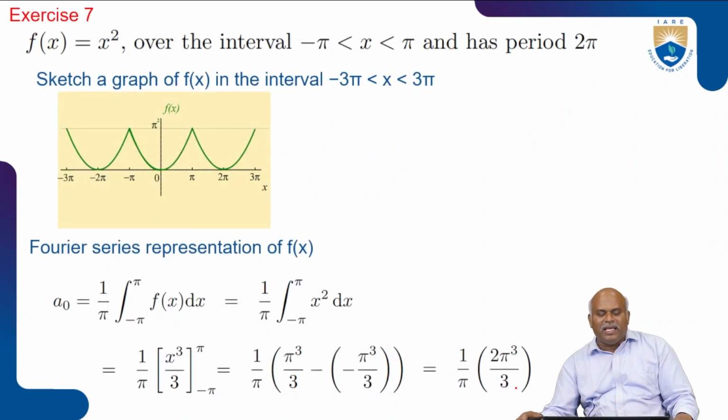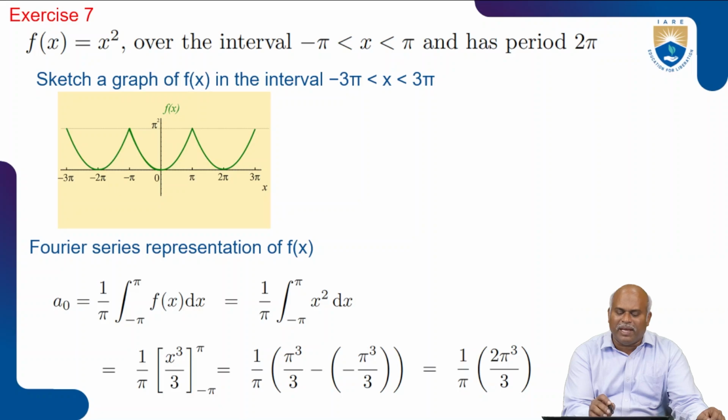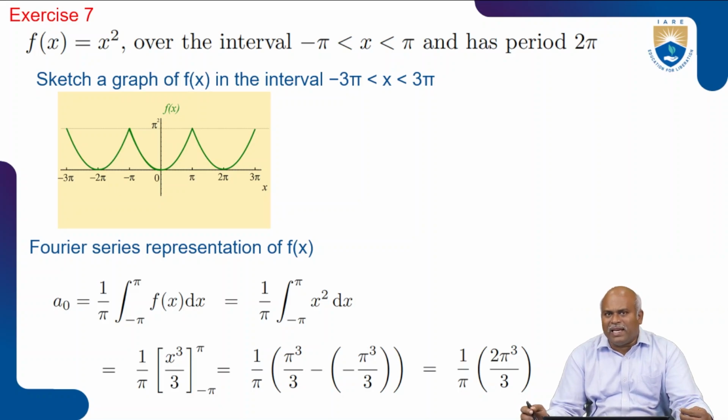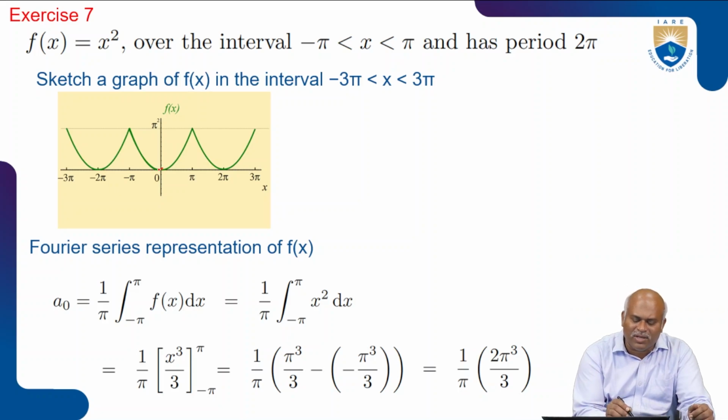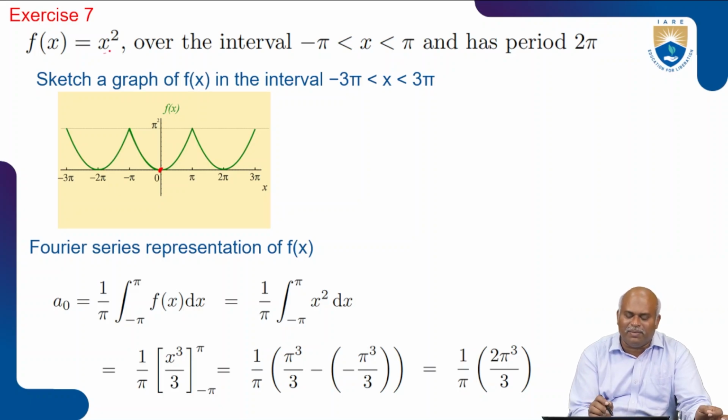Next condition: I take f of x equal to x square over the interval minus pi less than x less than pi, and the period is represented as 2 pi. We need to draw the graphical representation. How will the maximum value be represented? If we take x equal to 0, the x square will also be 0.